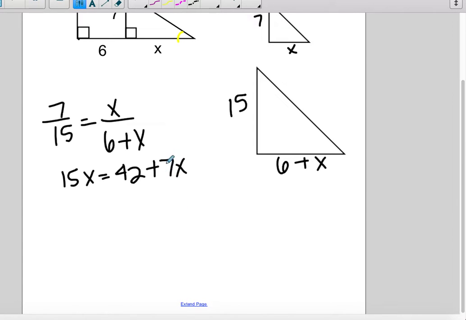And solving this problem, I would subtract 7x from both sides. And then I need to divide by 8. And 42 divided by 8 is 5.25.